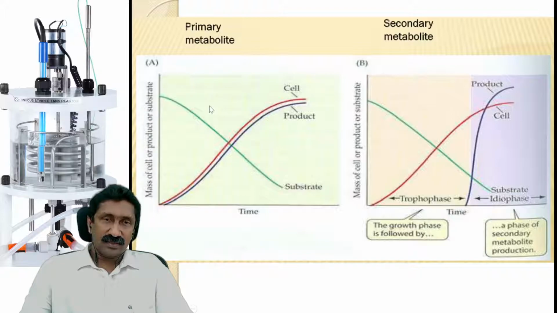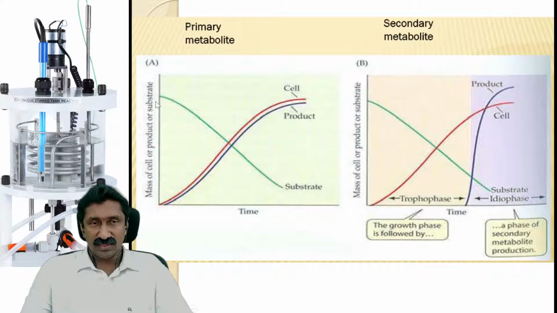This is another picture in which we have the biomass, substrate and the product represented, and this is the time. In this case, during the growth, you can see that in the case of a primary metabolite, the substrate will decline, naturally, as it is utilized. The primary product and the cell biomass production will keep almost the same pace, while the substrate declines.